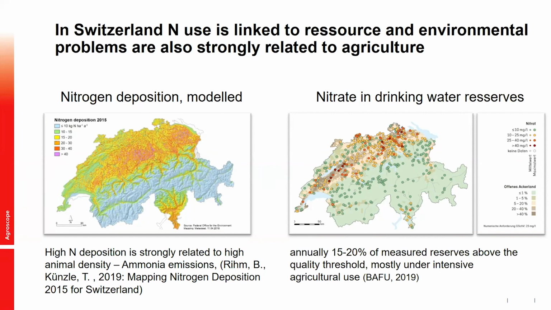On the right-hand side, you see the points which were measured in our drinking water reserves over Switzerland. You can see that most drinking water problems from nitrate pollution occur in the very intensive agricultural landscape, slightly above our animal production systems, causing 15 to 20% of the reserves to be above our quality thresholds for drinking water, making measures necessary by law.